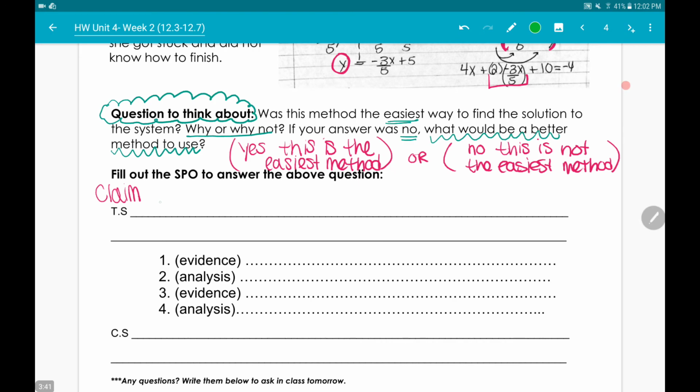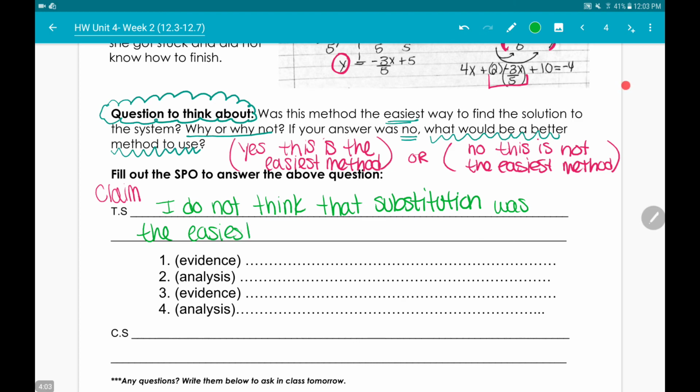So my topic sentence is going to be, I do not think that substitution was the easiest way to solve this system. Okay, and now here we're going to put our evidence and our analysis.